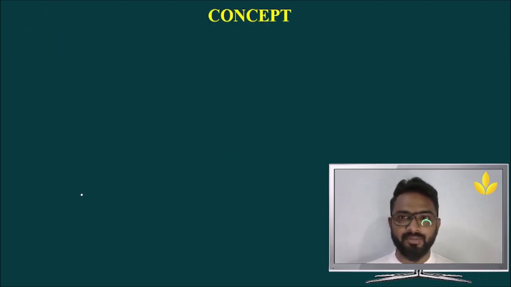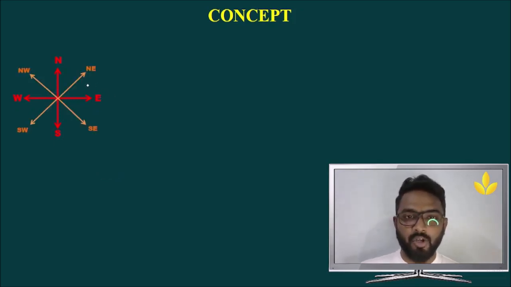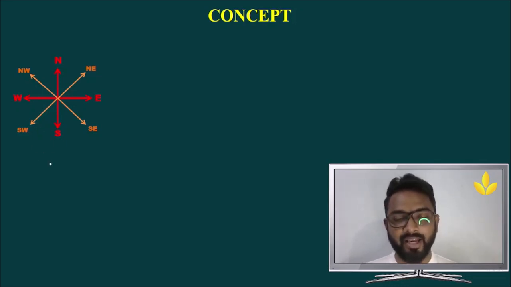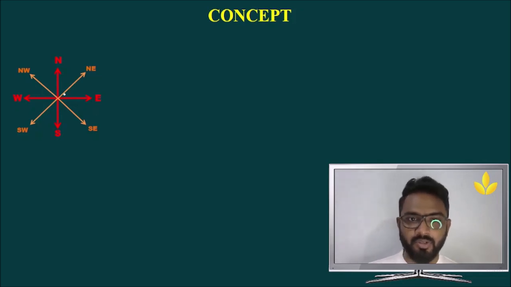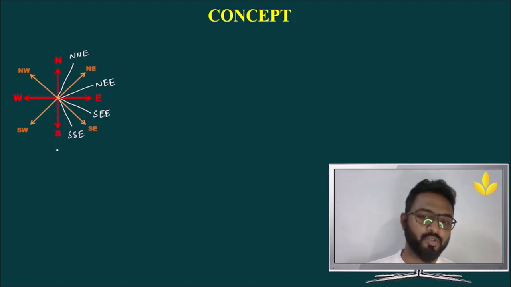Now when it comes to the concept, the main concept of directions is north, south, east, west. And other sub-directions are northeast, southeast, southwest and northwest. These are at 45-degree angles. There are other directions also. For example, this one will be north, northeast. This one will be north, east, east. This one will be south, east, east. This one will be south, southeast, and so on and so forth. You get the point.